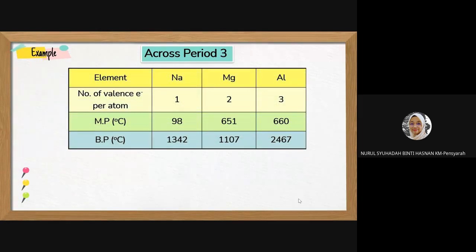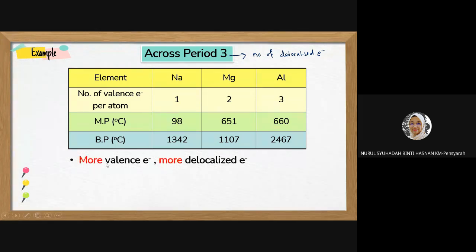Okay, so across period 3 ni tadi, okay, so kita ada sodium, magnesium and aluminium. So ingat balik, factors that affect this metallic bonding tadi adalah the number of delocalized electron. Okay. Jadi lagi banyak delocalized electron per atom, lagi kuat dia punya metallic bonding, lagi tinggi dia punya melting point and also the boiling point dekat sini.